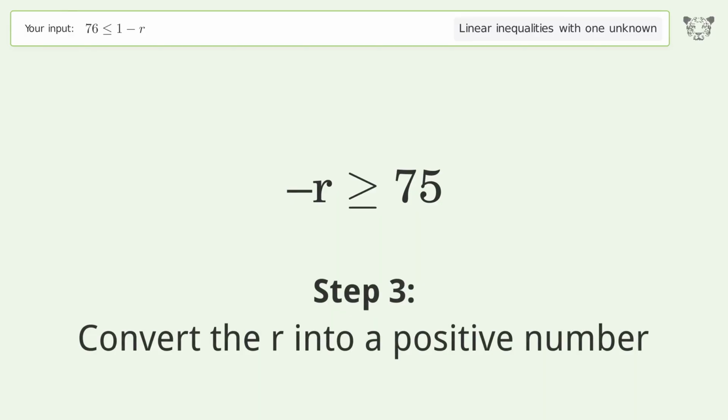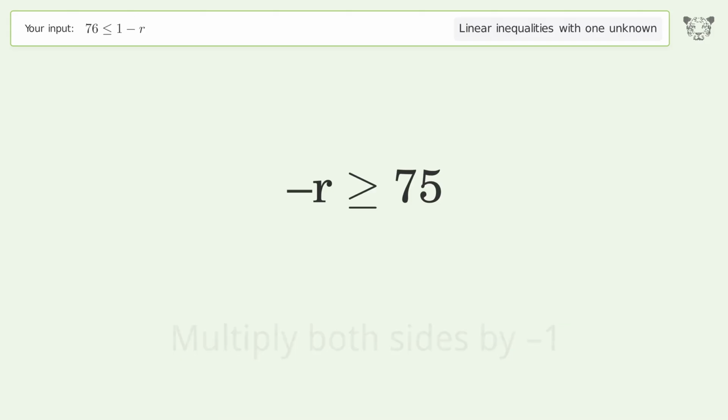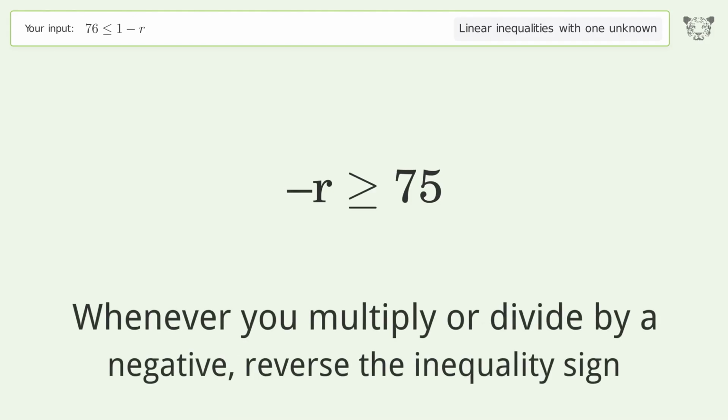Convert the r into a positive number. Multiply both sides by -1. Whenever you multiply or divide by a negative, reverse the inequality sign.